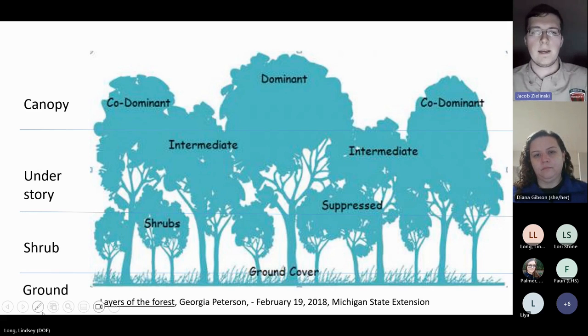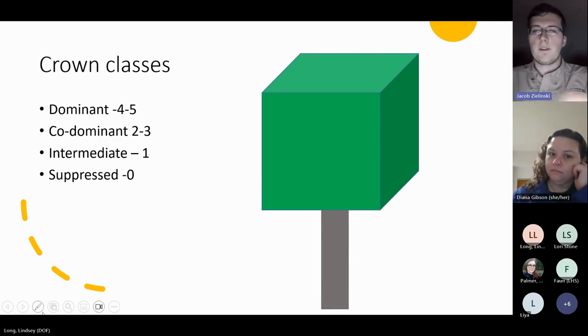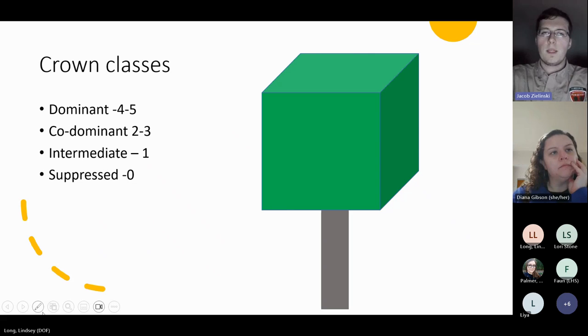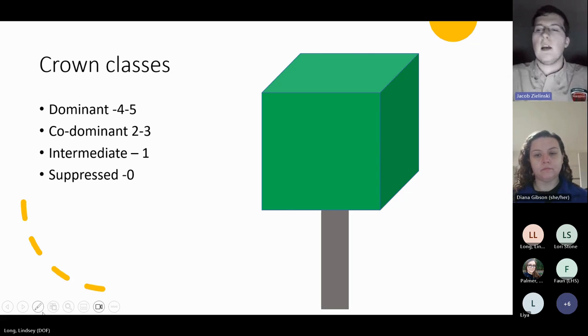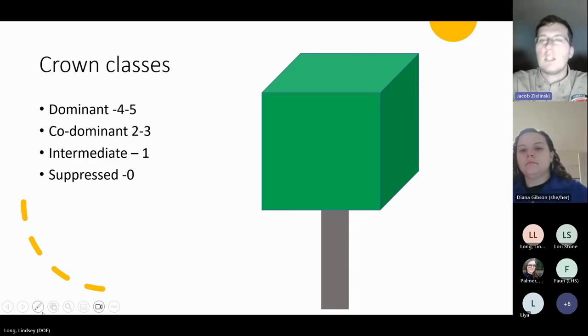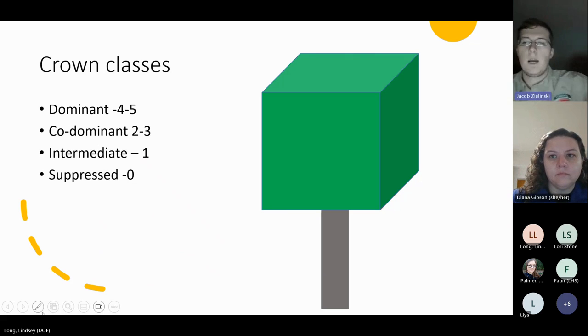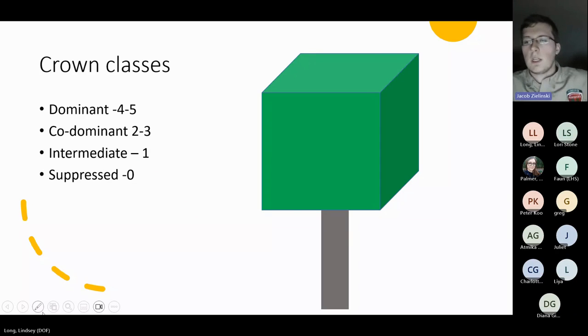We'll actually move back a slide. So our dominant tree, if you think of it as a cube, has all 4 or 5 sides, because the underside is definitely not exposed to the sun. A codominant likely has maybe the top and 2 sides, and an intermediate generally only has the top exposed, while the suppressed generally is just underneath the middle and all the way at the bottom.